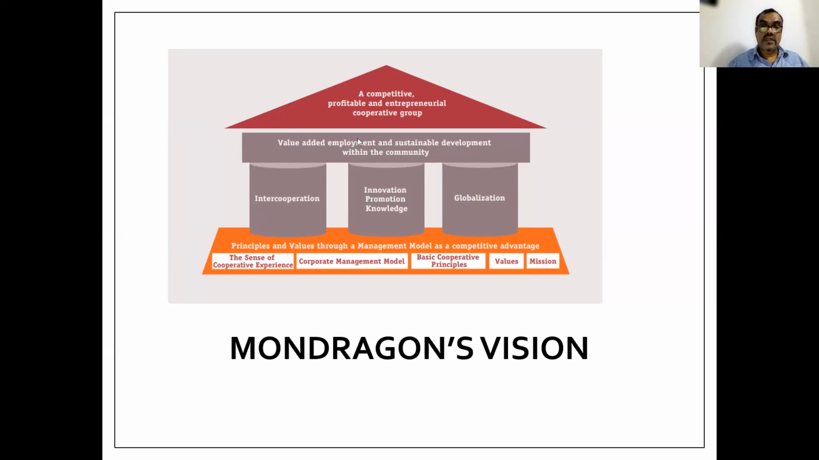Value added employment. You see, employment is not just for the mere namesake of doing some task individually. It's value added, connected to each and every employment, and in a sustainable manner by connecting to the community as well. This is how Mondragon has been able to maintain its success, has been able to be competitive and create value through cooperative or collective efforts.